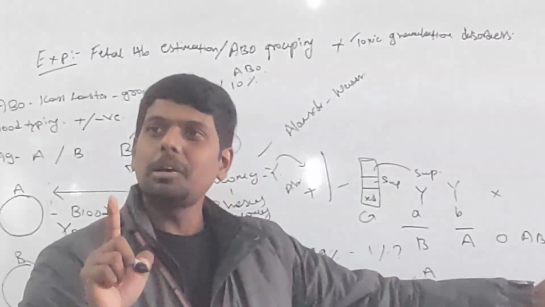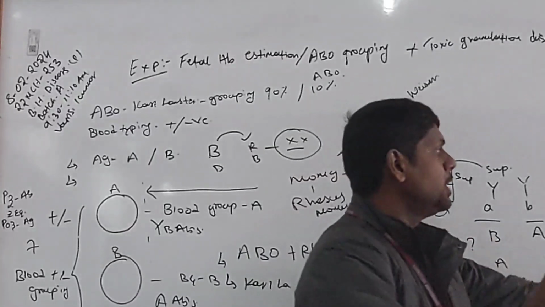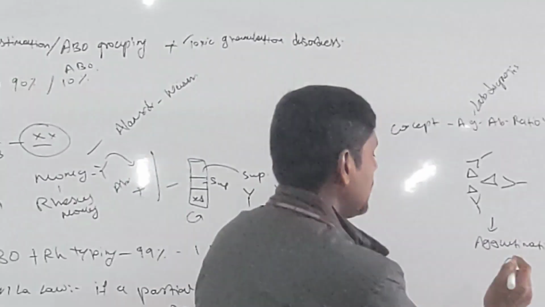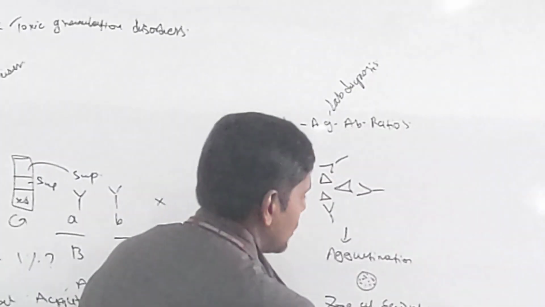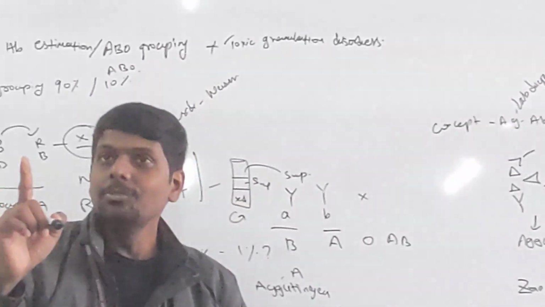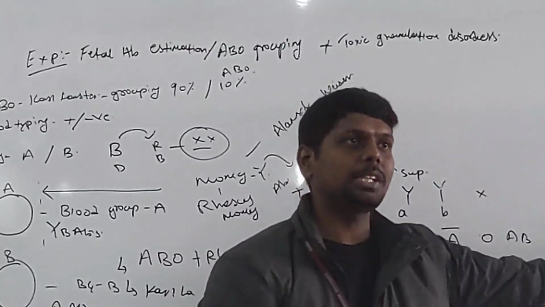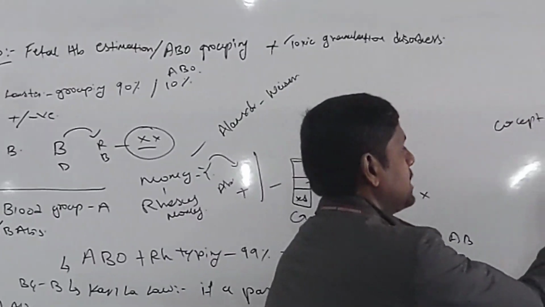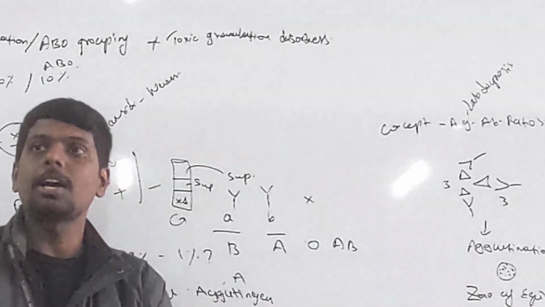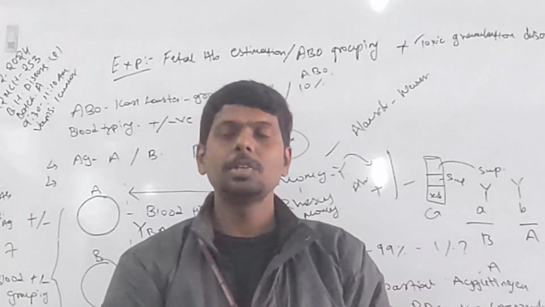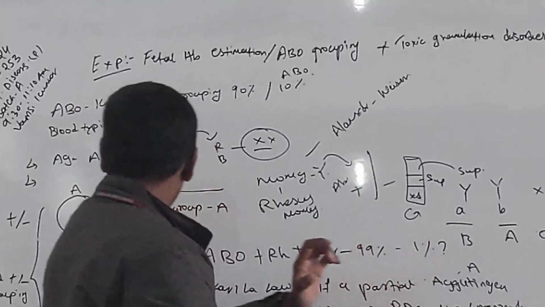This test itself has a weak spot. I will show you the weak spot. This phenomenon is called the zone of equivalence. We will see agglutination only when the number of antigens is equal to the number of antibodies. Only then will I see a visible agglutination. Is it clear? Let me show you another approach with this test.